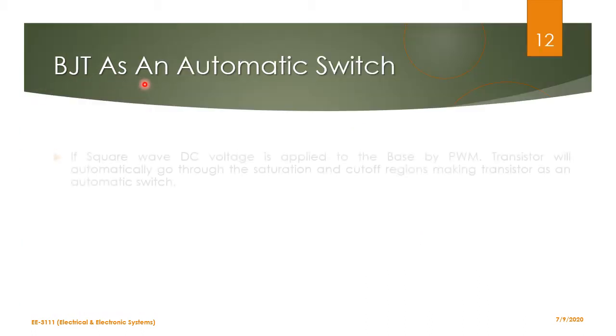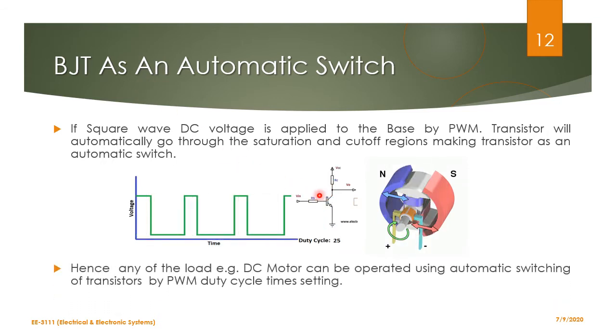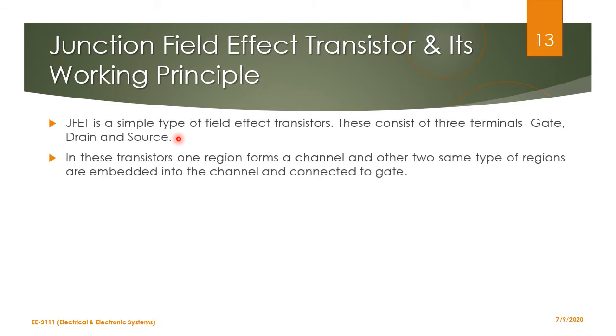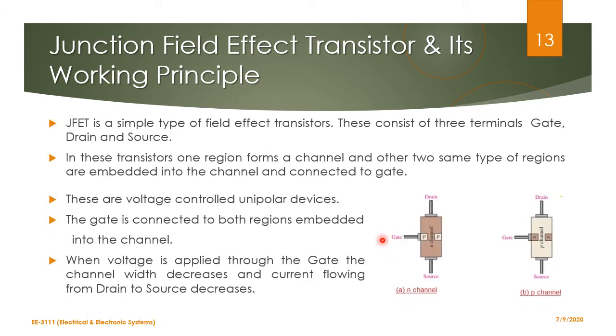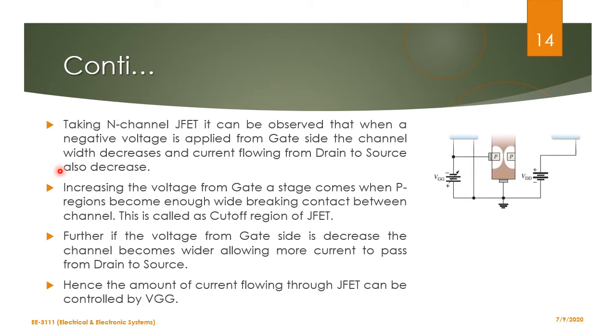BJT as an automatic switch. If a PWM square wave is applied at the base side, it will allow the transistor to open and close the switch according to the duty cycles. And JFETs are transistors having three regions: gate, drain, and source. These consist of a center channel and two embedded regions. JFETs are voltage controlled devices.